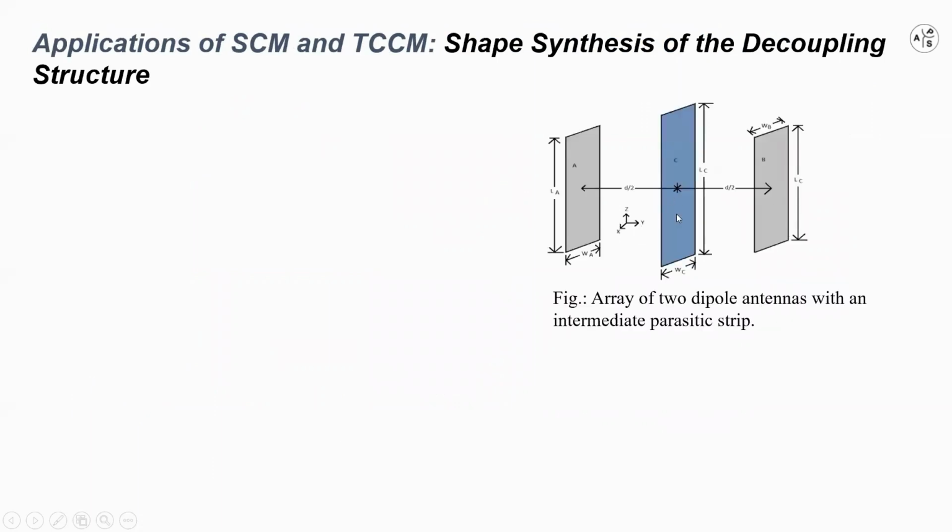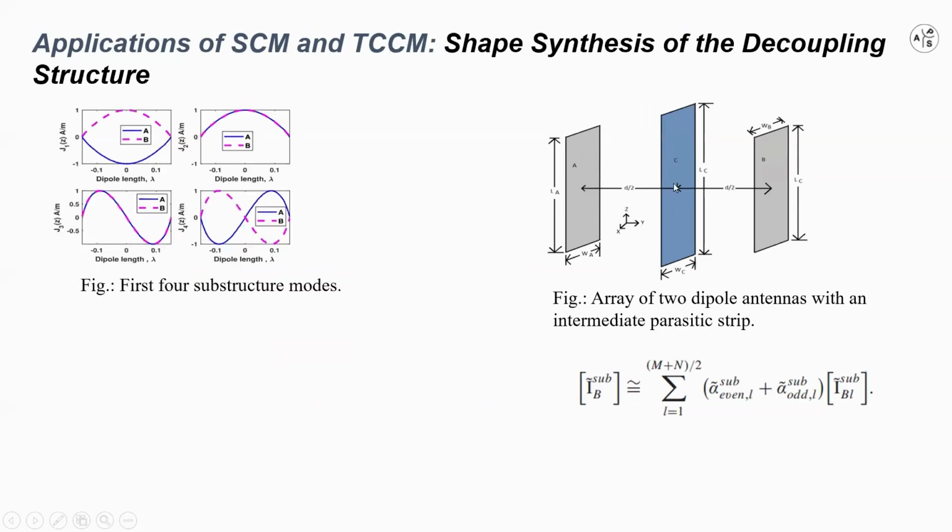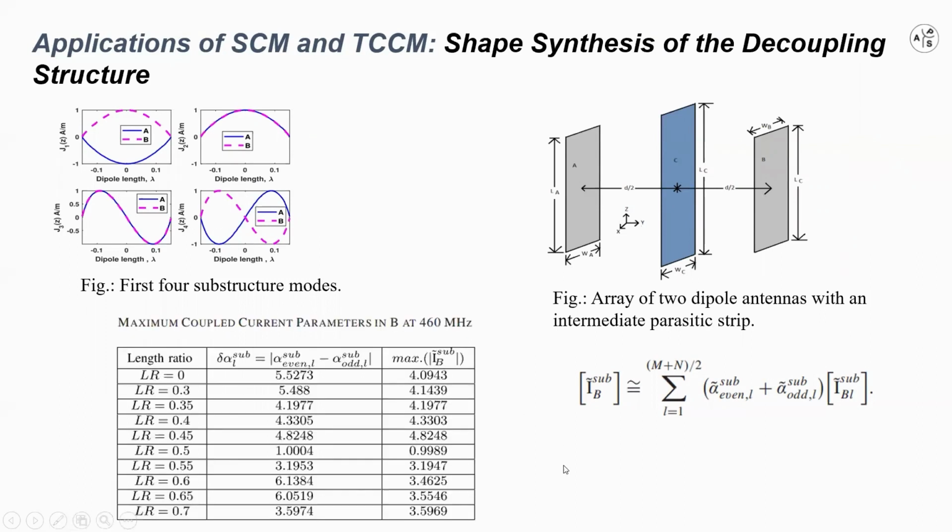Next, we have provided a synthesis technique for decoupling structure between two antennas. We are putting a parasitic structure to reduce the coupling between these two antennas. So the coupled current for this element is shown here. If we look at different length ratios of this structure, we can show the substructure modes in A and B, that is odd and even modes.